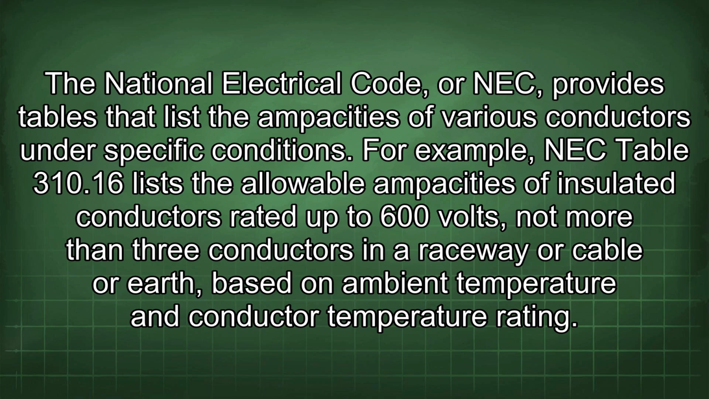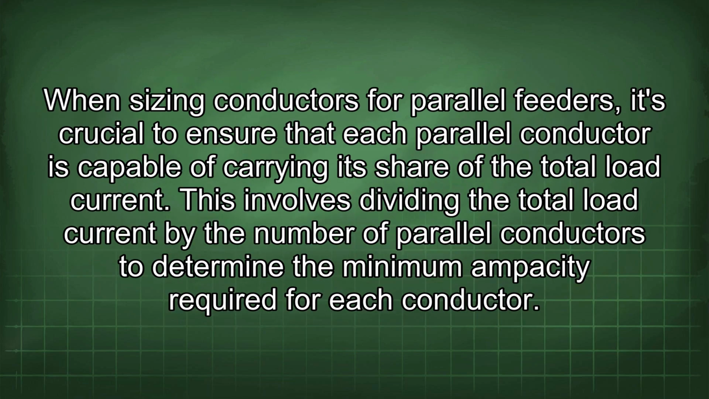For example, NEC Table 310.16 lists the allowable ampacities of insulated conductors rated up to 600 volts, not more than 3 conductors in a raceway or cable or earth, based on ambient temperature and conductor temperature rating. When sizing conductors for parallel feeders, it's crucial to ensure that each parallel conductor is capable of carrying its share of the total load current.